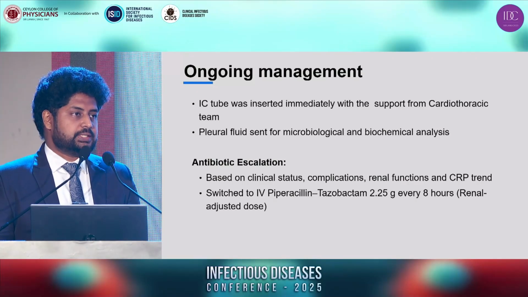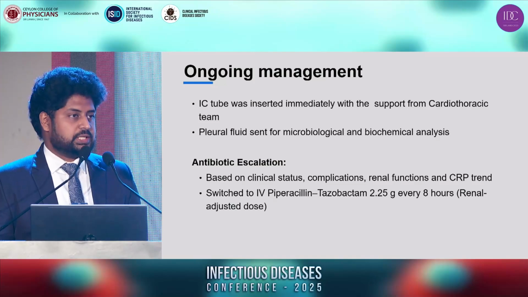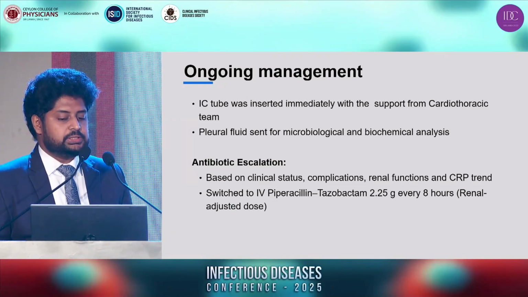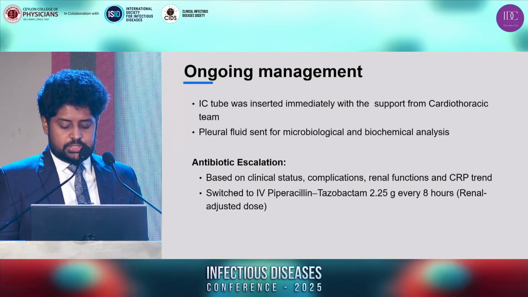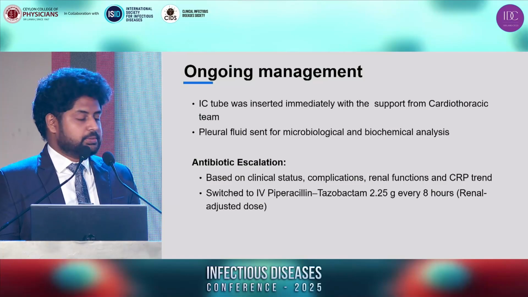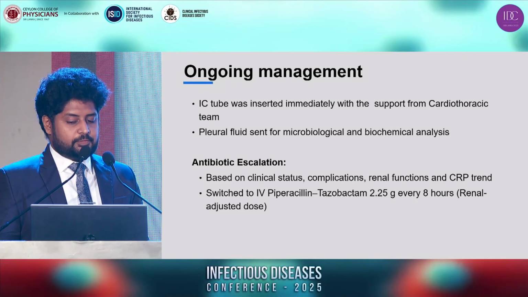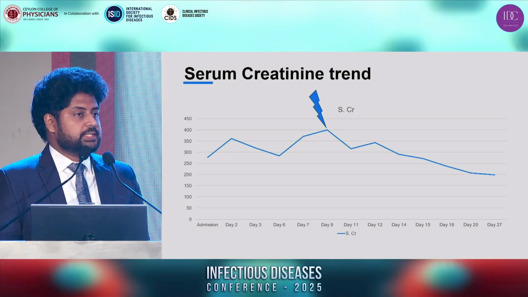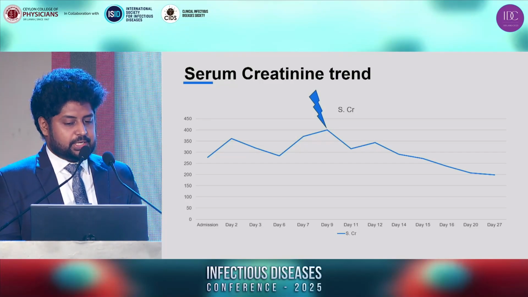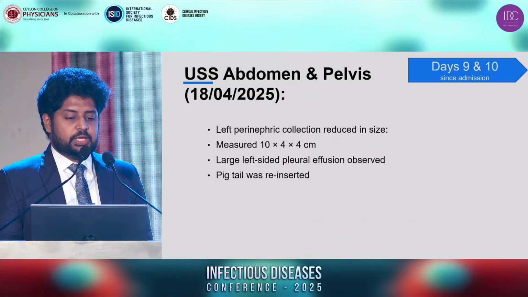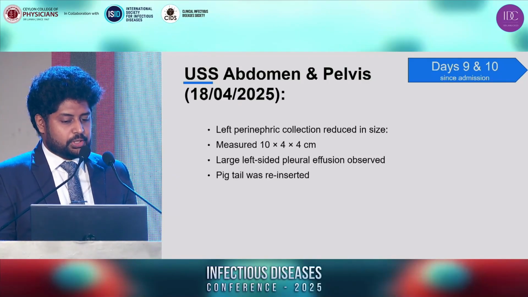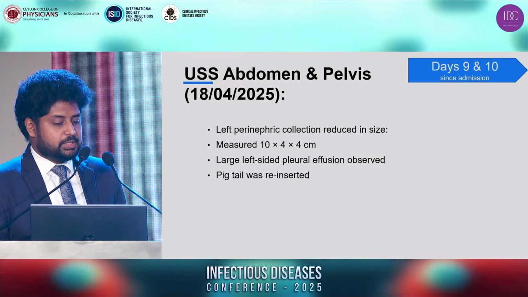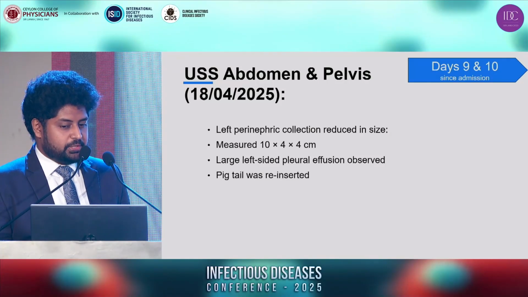Considering this change in the clinical setting, and given the renal functions and the CRP trends, the patient was switched to IV piperacillin tazobactam, 2.25 grams every 8 hourly. And this is the serum creatinine chart around that time. It was spiking again. We repeated the ultrasound scan as well, and it showed the perinephric collection size had gone down to 10 by 4 by 4 centimeters, but there is a large left-sided pleural effusion.